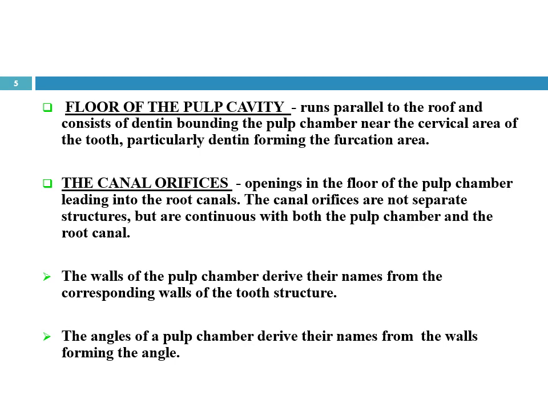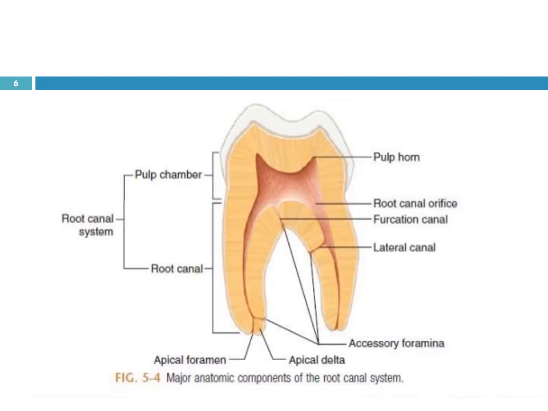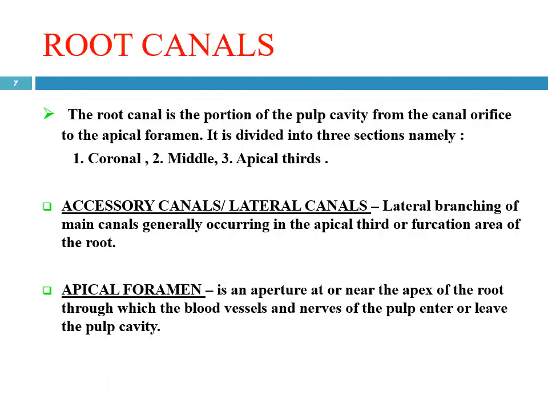So the canal orifices are not separate structures, but they are continuous with the pulp chamber and the root canal. The walls of the pulp chamber derive their names according to the corresponding wall of the tooth structure. The angles of the pulp chamber derive their names from the walls forming the angle. So these are the major anatomic components of the root canal system: the pulp chamber, the root canal, the pulp horn, the root canal orifice, the furcation canal, and the lateral canals.